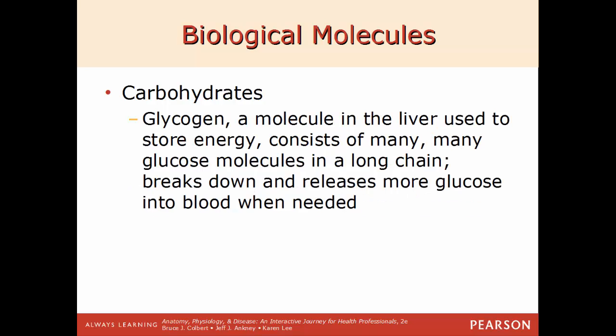And a good example of a polysaccharide is glycogen. Glycogen is a very long chain of glucose molecules that are joined together. Glycogen is a stored form of glucose. It's a stored source of energy that's kept in the liver until your body needs it, sometime in the future.